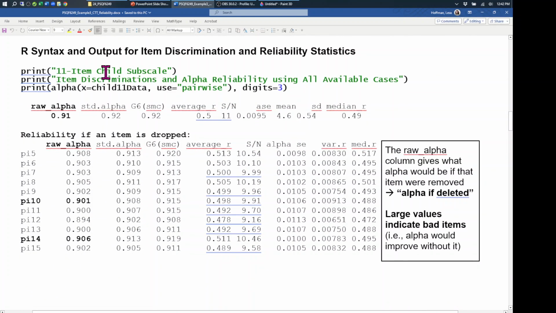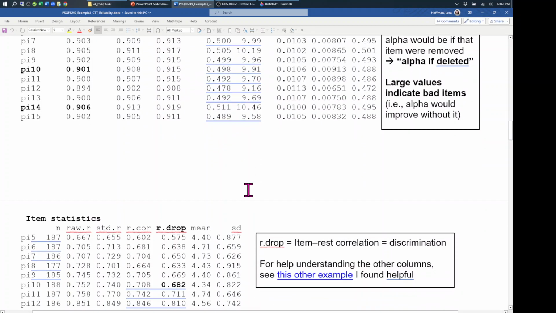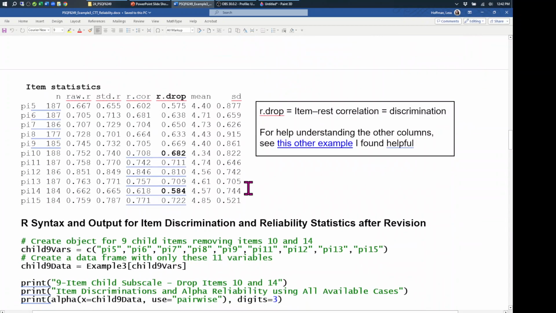So here's the results for the same 11 items using R and using the alpha package, which I think is from Psych, if memory serves. Converging evidence, alpha 0.91, which would be considered good in any book. The rest of these things are not as useful, so we'll skip on over them. And then we get to the item statistics, where these are very unhelpful labels, but R drop is the item rest correlation. I did find someone else's example that I thought was useful for this, so here's a link to someone else's example. Thank you, whoever made that example for me.